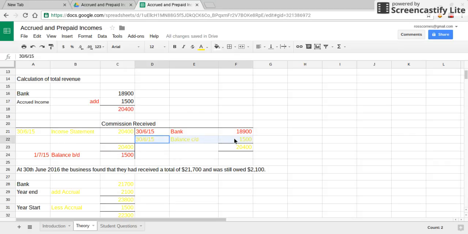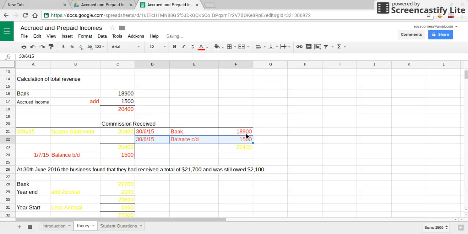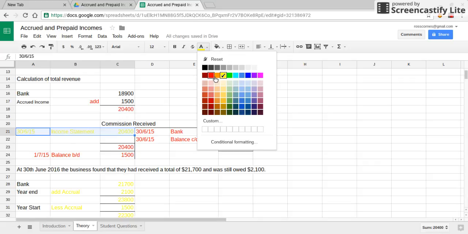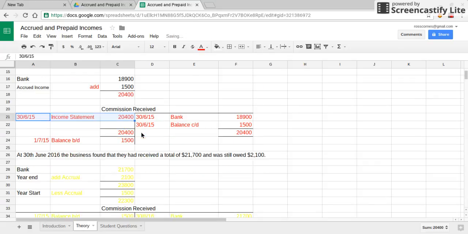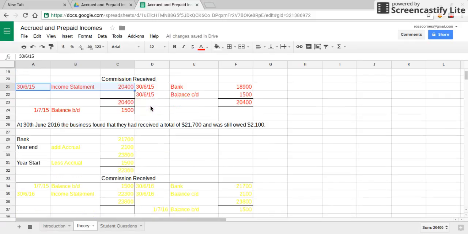So balance carried forward on the credit side, on the same side as the income because it needs to get added to the income. That means that the totals now are going to be $20,400, and therefore the amount that's going to appear in the income statement for commission received is going to be $20,400. And that's the same as we calculated up above.